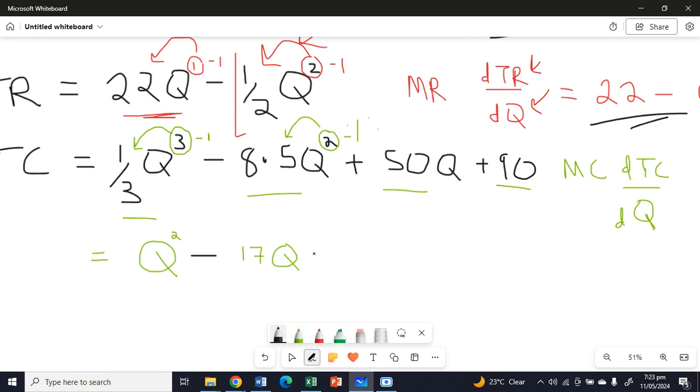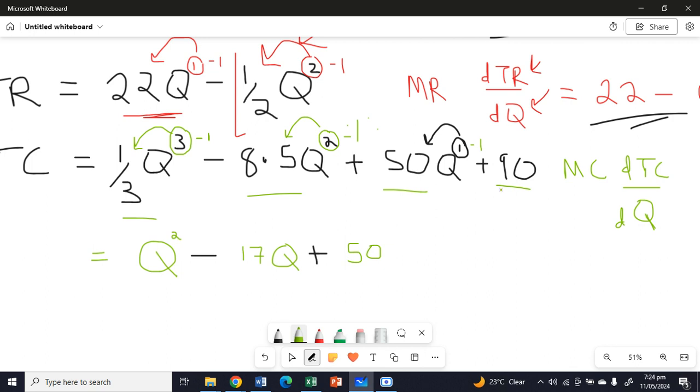Plus, here we have 50q to the power 1. You multiply the exponent by the coefficient. 1 times 50, that is 50. And you subtract 1 from the exponent. 1 minus 1, that is 0. Q to the power 0, that is 1.